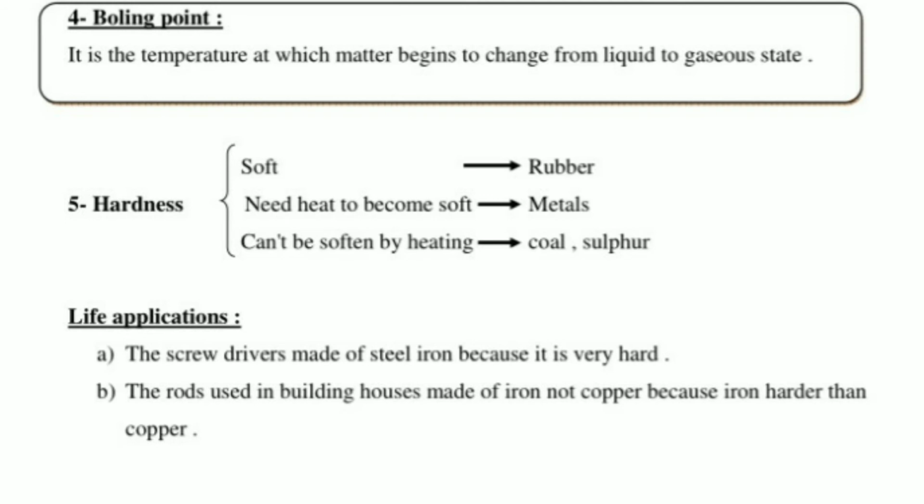Give reason: the rods used in building houses are made of iron, not copper, because iron is harder than copper.